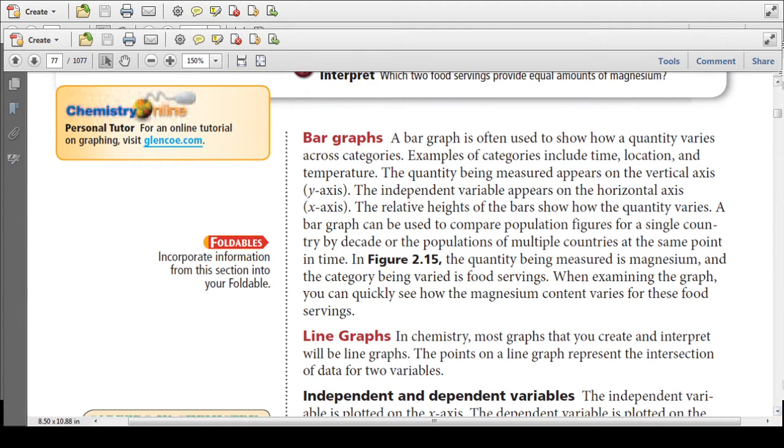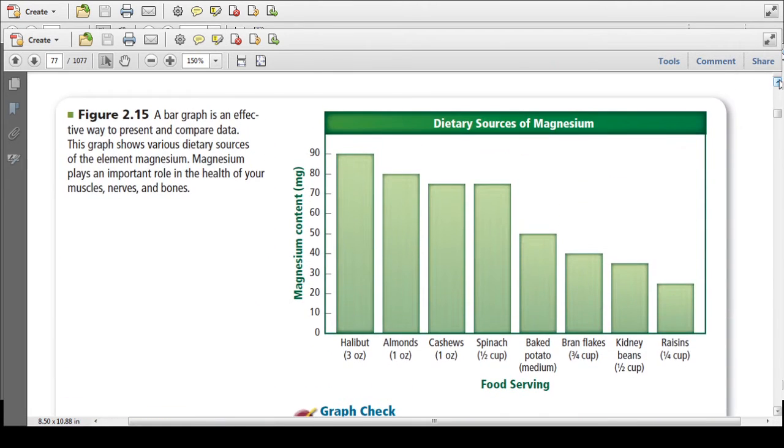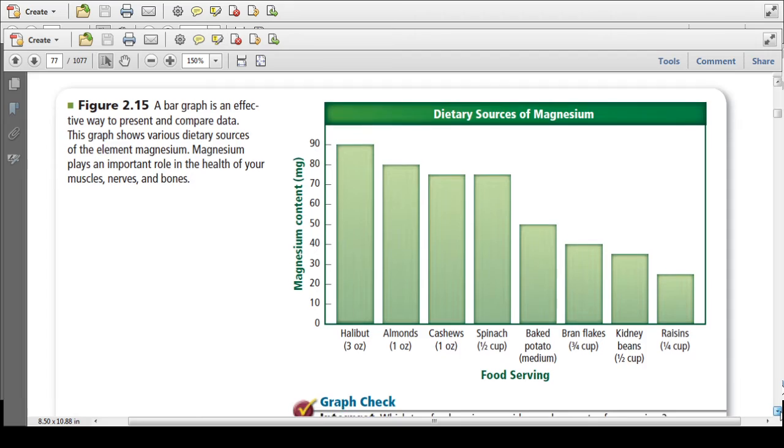In the figure above, the quantity being measured is magnesium, and the category being varied is food servings. When examining the graph, you can quickly see how the magnesium content of the food varies. If we look at magnesium content on the y-axis, how does that change with respect to the different types of food? Again, we can just visually look at these and see, based upon the size of the bars, which one has the most, and how they also vary based upon the different types of food.